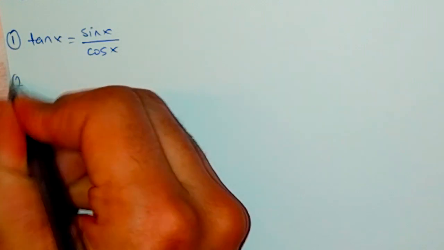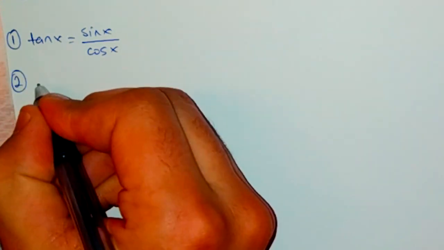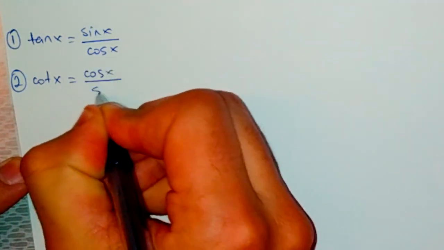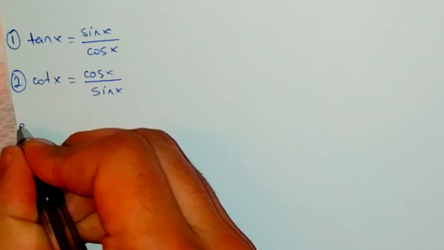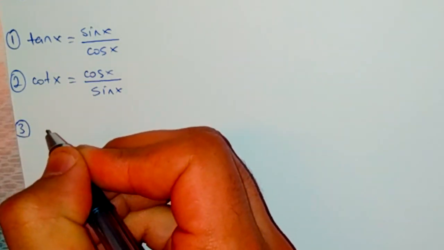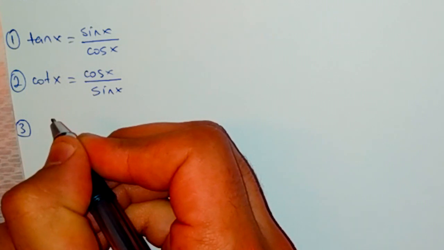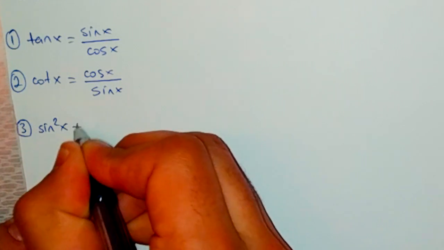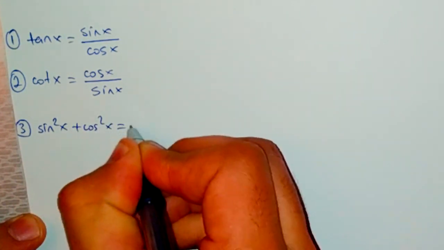The first basic trigonometric identity is tangent x is equal to sine x over cosine x. Another basic trigonometric identity is cotangent x is equal to cosine x over sine x. The third basic trigonometric identity that we will use in this lesson is sine square x plus cosine square x is equal to 1.